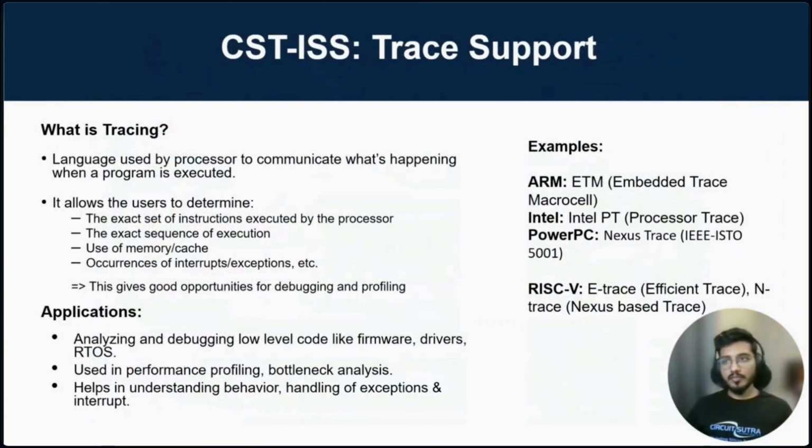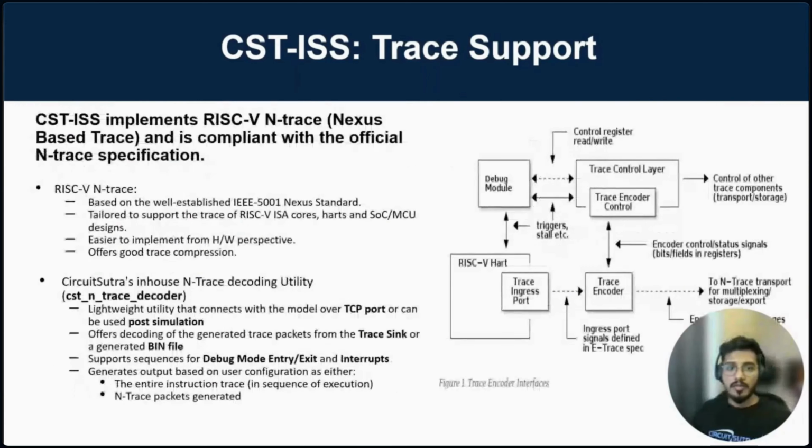So before looking at the trace support, let's understand what tracing is. Tracing is the language used by the processor to communicate what's happening when a program is executed. This means the instructions that are executed, use of memory cache, occurrences of interrupts and exceptions. This gives opportunities for debugging and profiling used in bottleneck analysis. Examples include ARM ETM, Intel Processor Trace, PowerPC Nexus Trace, and RISC-V E-Trace and N-Trace formats. CST-ISS also implements RISC-V N-Trace, which is compliant with the official N-Trace specification, and we can dump the trace data in the trace sink or a file.